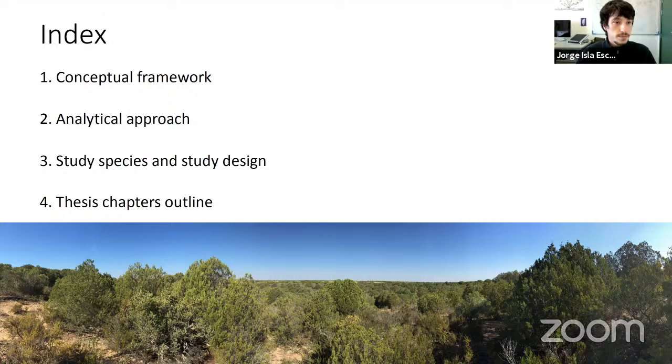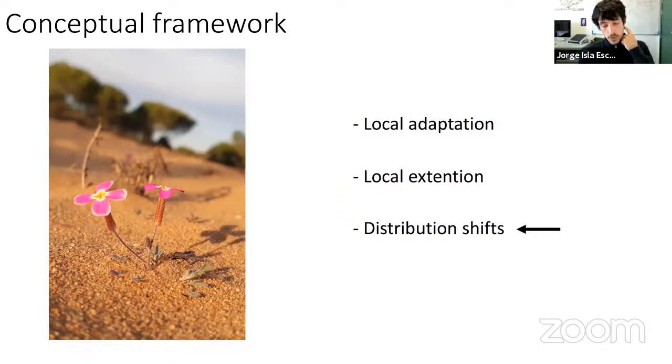Well, starting with the conceptual framework, as we know, there are several factors that currently are promoting global change. And obviously, natural species respond, or these changes have an effect on natural species. And from a plant population point of view, when a population is in an unsuitable area for its establishment, there are three main possibilities that can occur in nature.